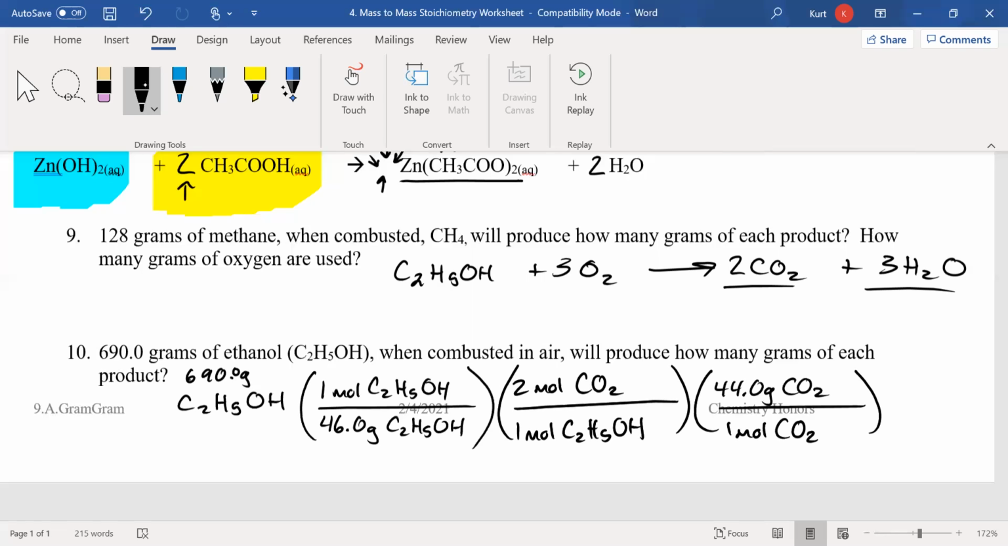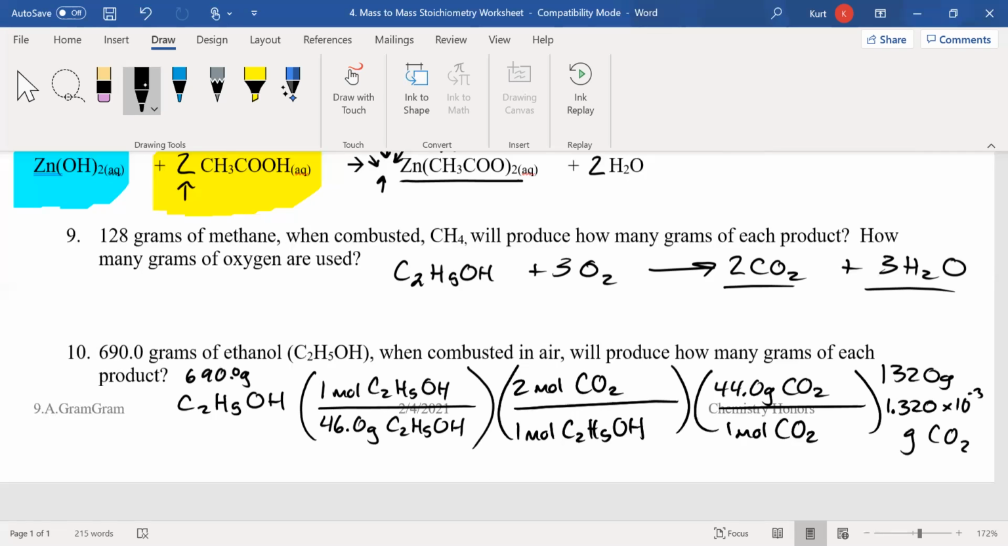All right, there's your setup. 690 divided by 46 times 2 times 44. For carbon dioxide, I got 1,320, which we need to fix because that's only 3 sig figs. We need to get it to 4, so we can make that pretty simple. Grams of CO2, but here it is in proper scientific notation, 1.320 times 10 to the third grams of CO2.